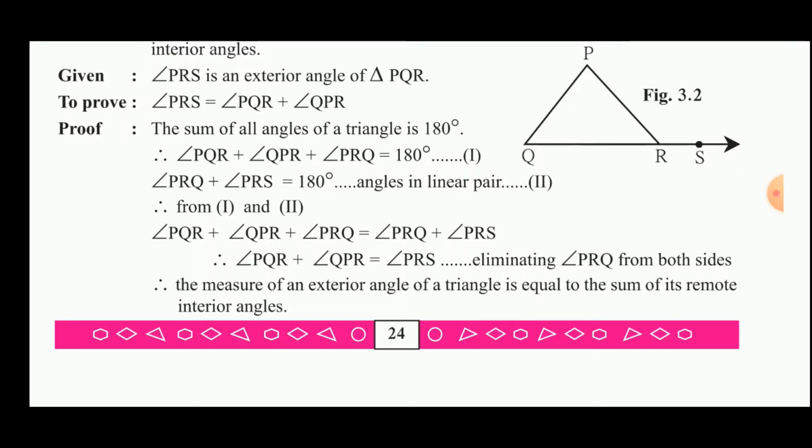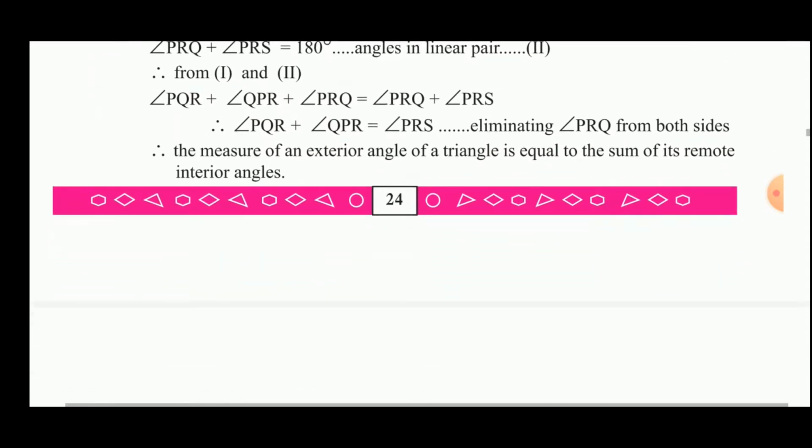So now from 1 and 2, the right hand side is equal to 180, so the left hand sides are also equal. So angle PQR plus angle QPR plus angle PRQ is equal to angle PRQ plus angle PRS. So PRQ on both sides cancels and we get angle PQR plus angle QPR is equal to angle PRS. So the measure of an exterior angle of a triangle is equal to the sum of its remote interior angles.